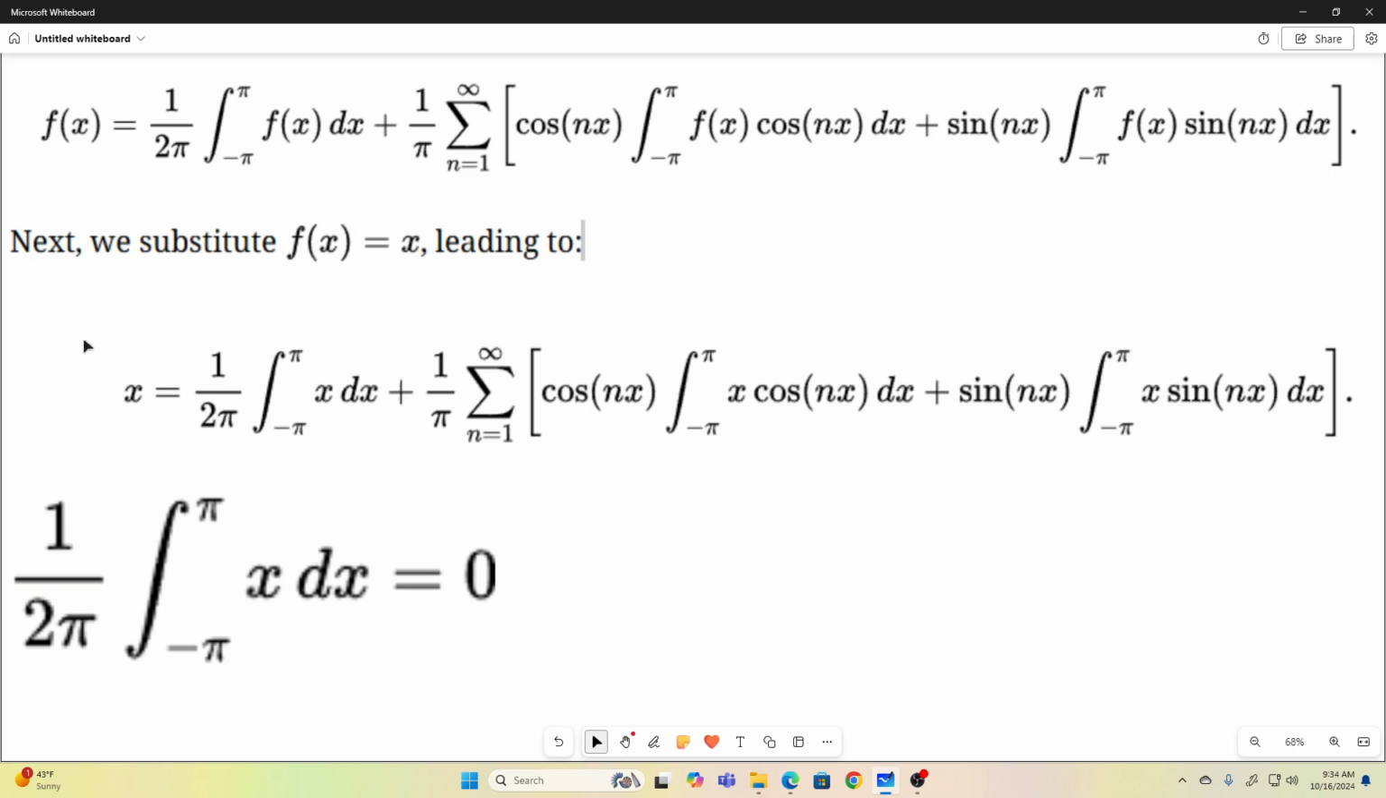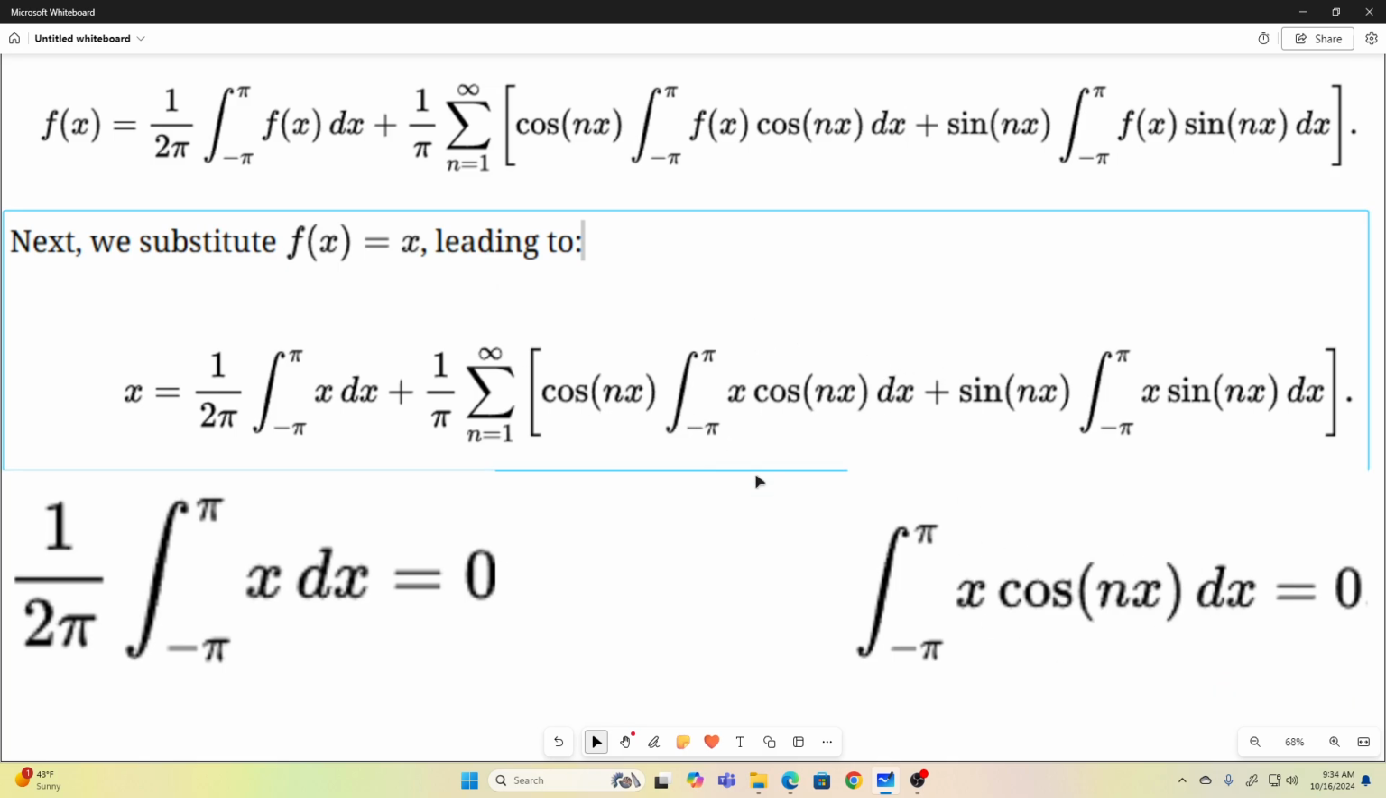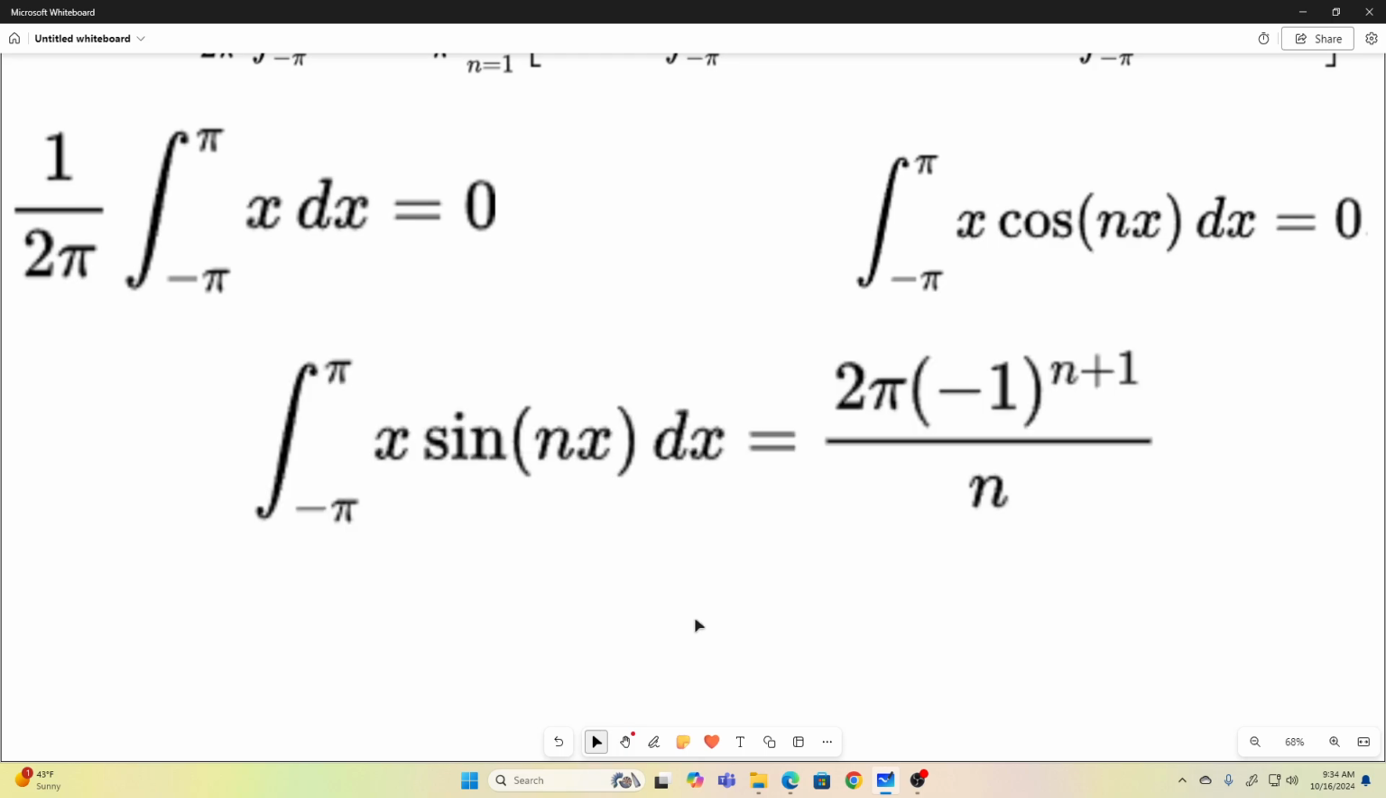All right, and then we'll note that this integral right here is simply 0. This is an odd function integrated over a symmetric interval, so it goes to 0. As does this one. This is also an odd function over a symmetric interval, so it goes to 0. That one's right here. And then finally, for the remaining integral, we will get this.